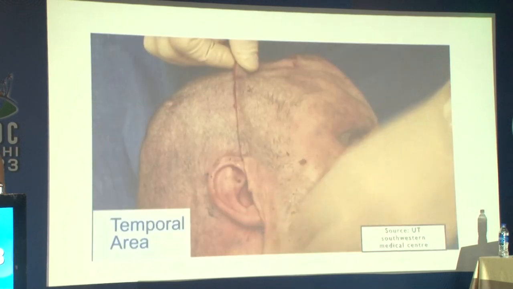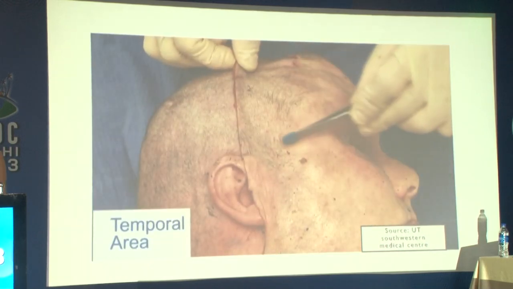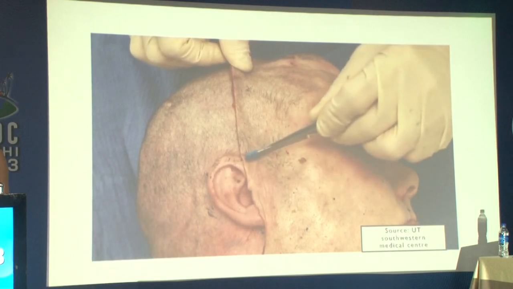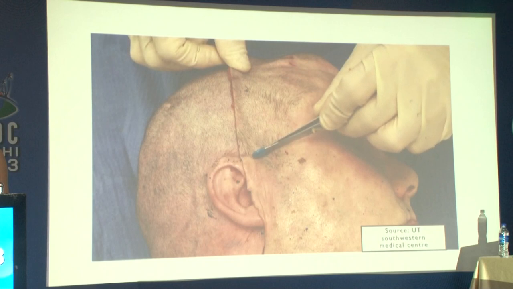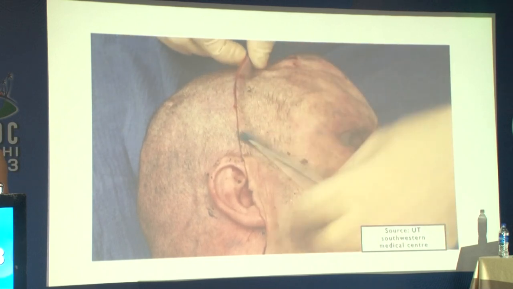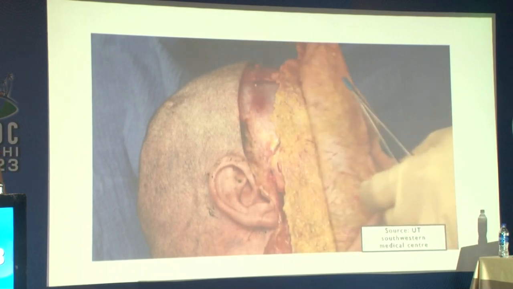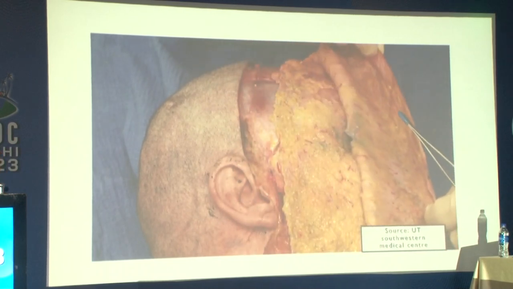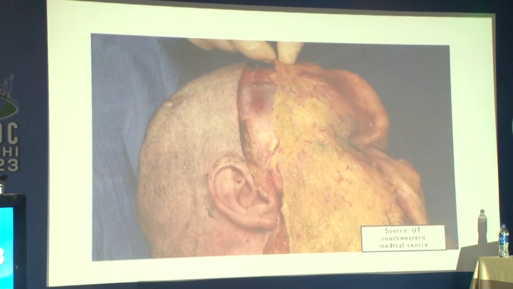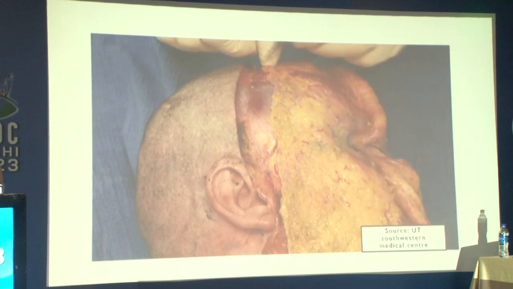So apart from that, in the upper face, we must know about the temporal area. Temporal area is bounded inferiorly by a line joining from the root of helix to the lateral canthal area, and superiorly it is bounded by the, okay, my mouse is not seen there. So superiorly it is bounded by the fusion area. Is this a pointer?